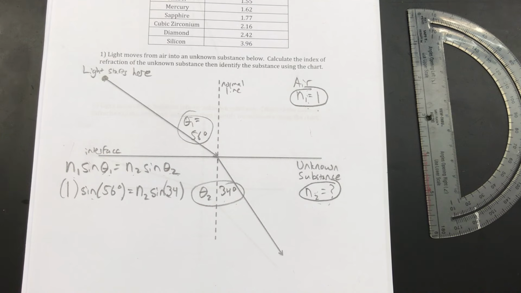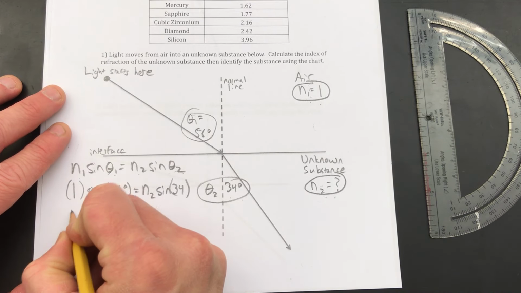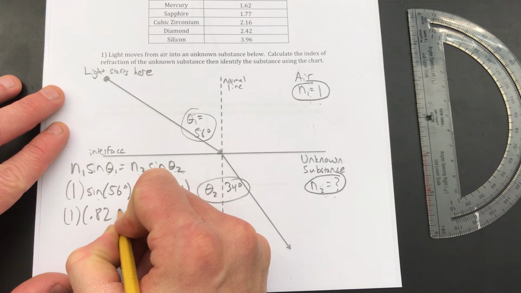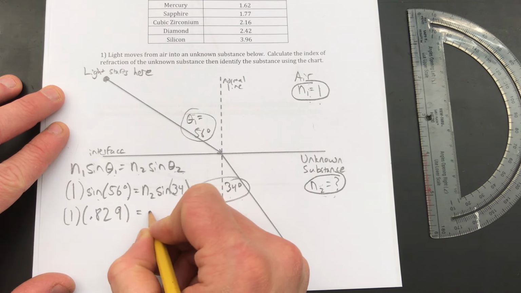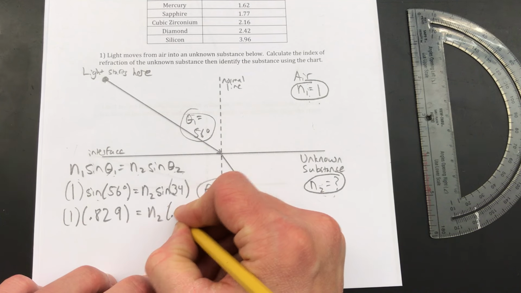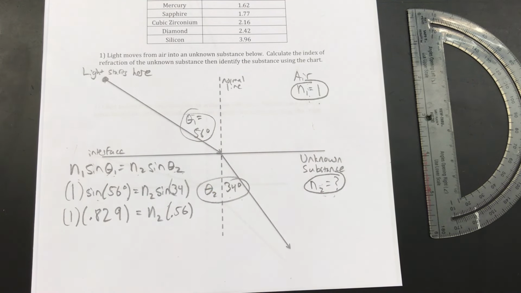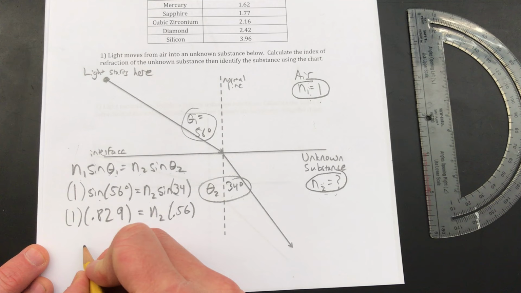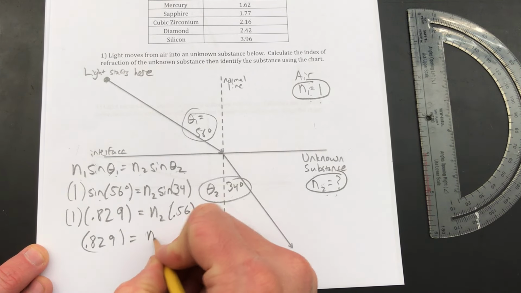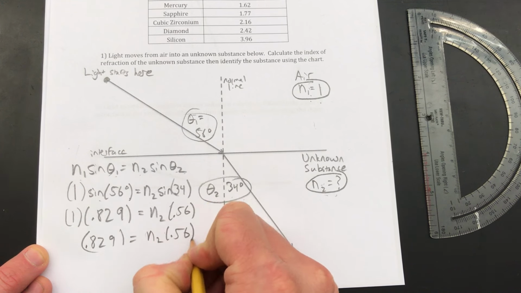I'm going to do that right here on my calculator. Okay, so I get 1 times 0.829 equals n2 times sine of 34, which I'll also do on my calculator, and that gets me 0.56. So 1 times 0.829 is just 0.829, which equals n2 times 0.56.